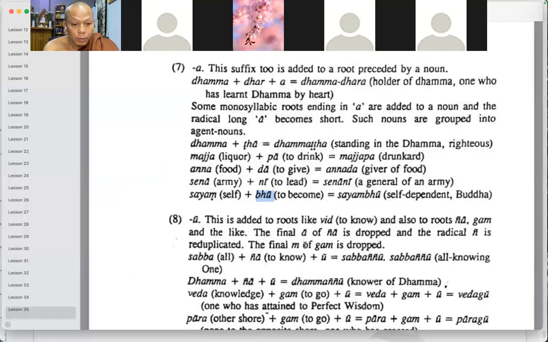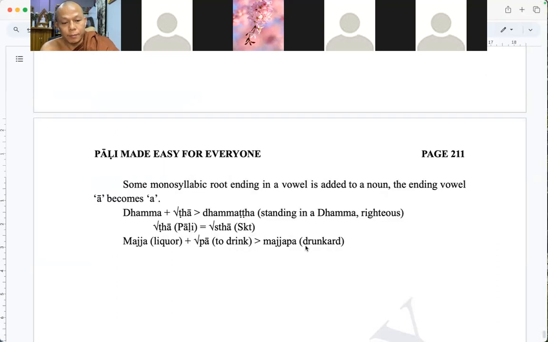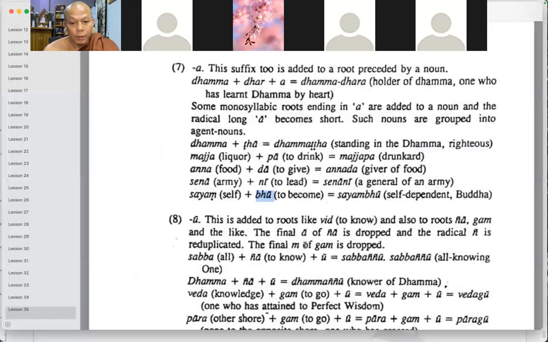And then next, Anna. Anna means food. And then root dā means to offer, to give. So Annada means giver of food.